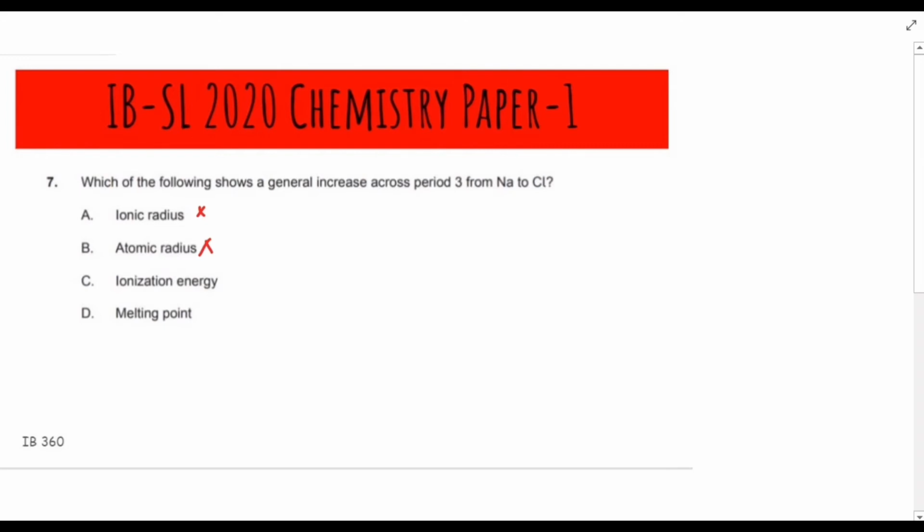So option C, ionization energy. As we move from left to right, the nuclear charge increases and the distance of the electrons from the nucleus doesn't increase, so what happens is that it becomes difficult to remove the electron. As a result, the ionization energy increases. So for question 7, it's option C that's correct.